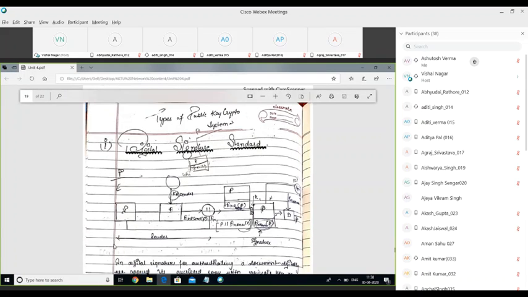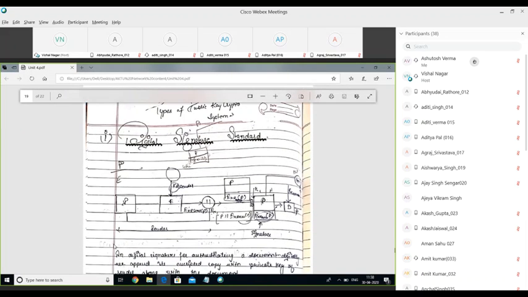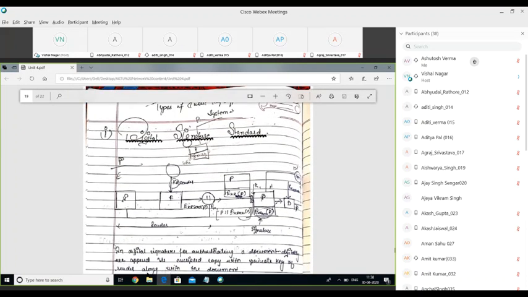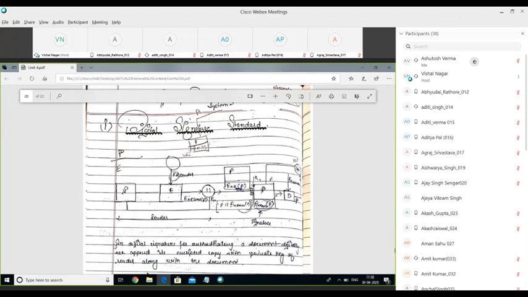Now we'll discuss the digital signature standard, DSS. Okay. So why do we have DSS? The digital signatures are applied over any software or any soft copy of data to ensure the authenticity of the sender.